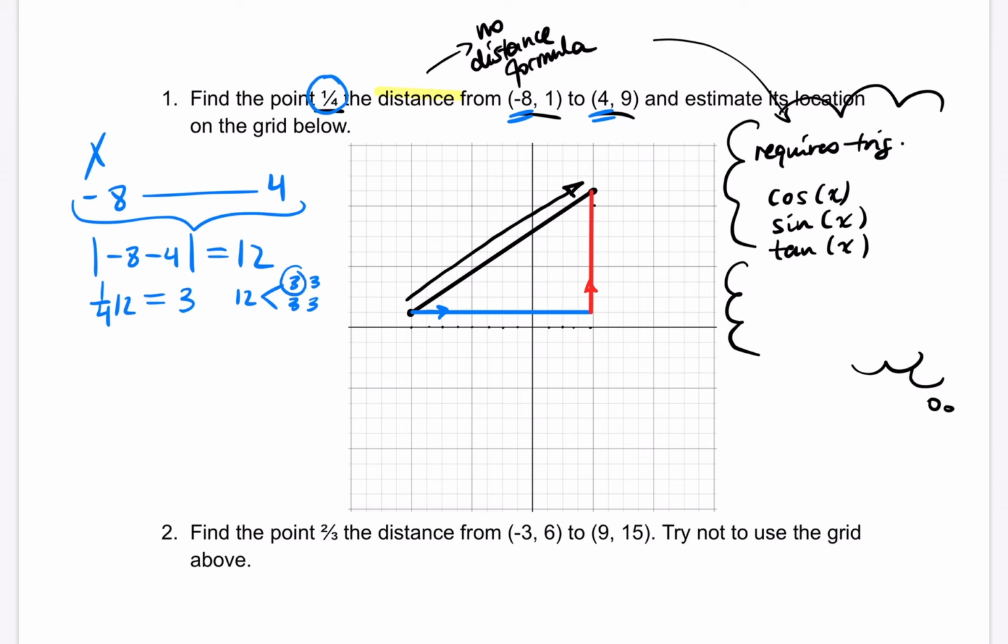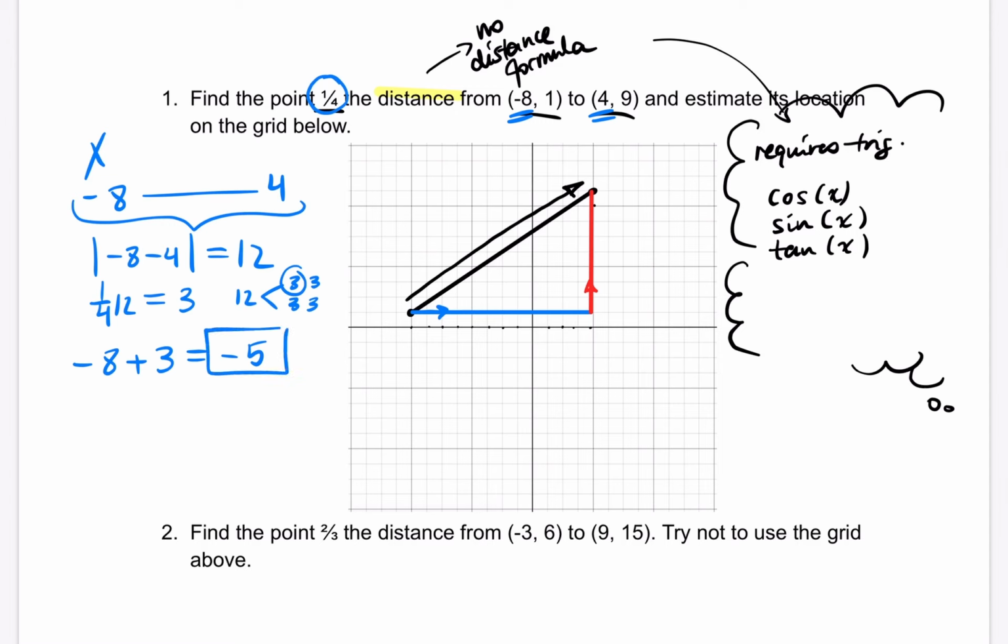And you only need one of those. So we're talking about 3 would be 1/4 of 12. Now I want to move from -8 towards positive 4. Plus 3. That's 1/4 the distance that I just found, plus 3 over, which would be -5. All right? Boom, you're done. That's your x-coordinate right there.